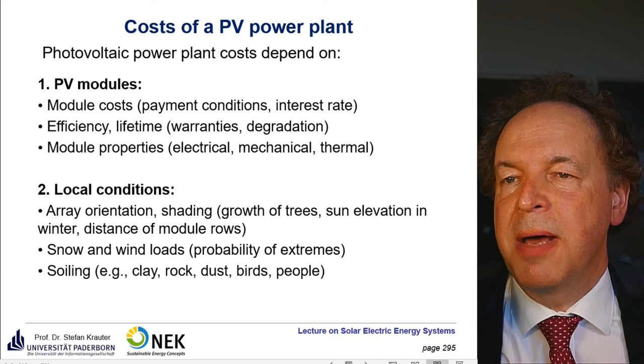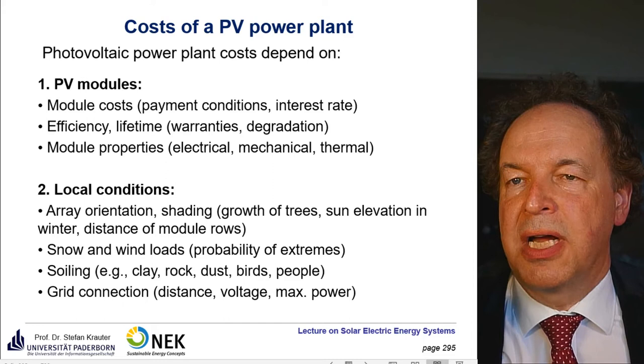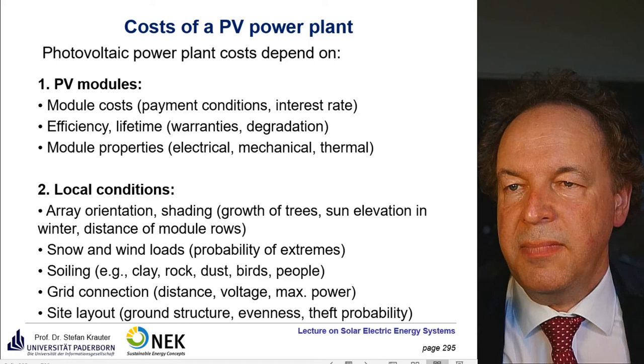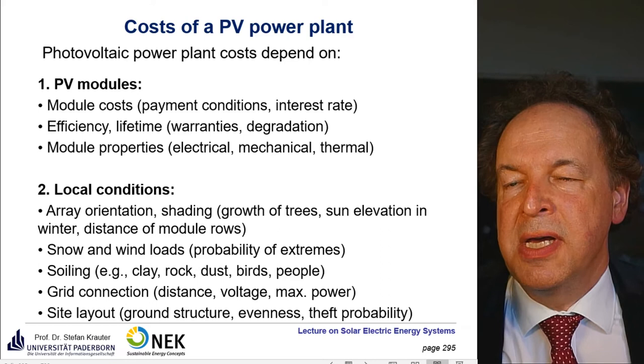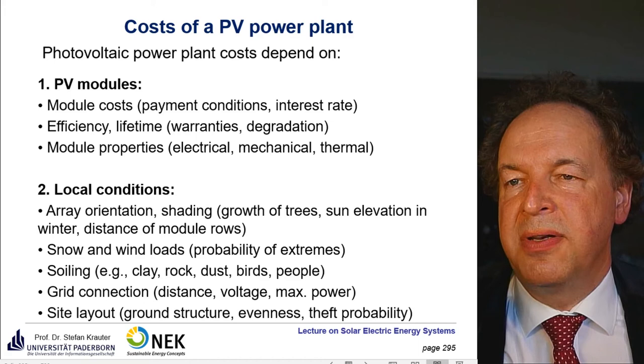Grid connection, this is also an important cost factor. The distance to the grid connection, the voltage, and the maximum power. Eventually, you have to buy another transformer, which additionally increases the cost. Site layout: is the ground flat, or are there hills and so on? The ground structure: is it possible to hammer and to screw modules, or is it stony and you can't do that? Evenness, and also an issue is theft probability.